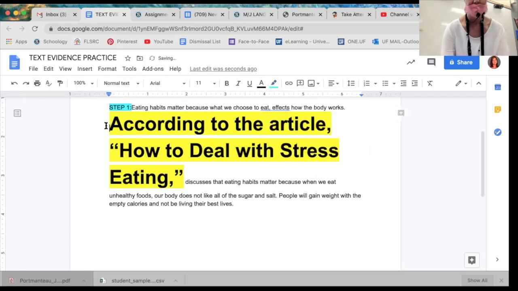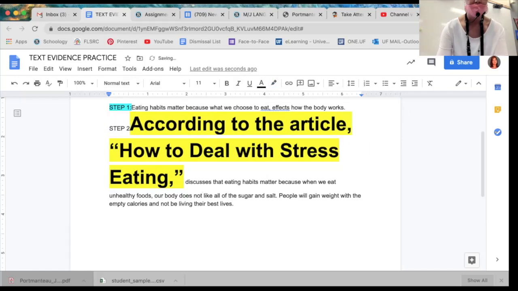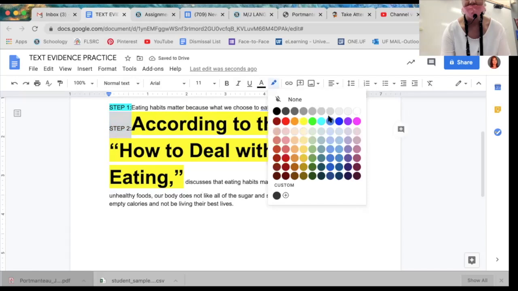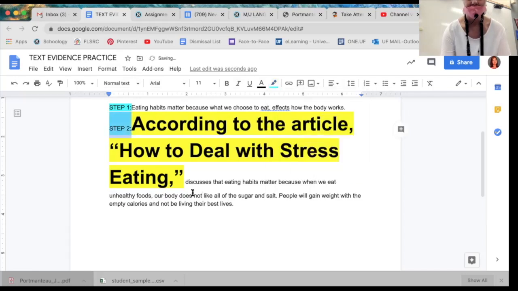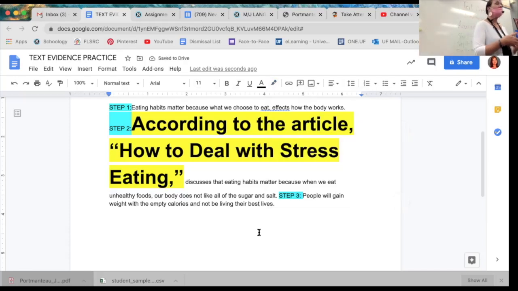Okay, step 2 here so that you can see it, according to my article. Let me highlight that. And then I tell you what the article says, and then step 3 happens right here, because then I give you a quick explanation of a little bit more information on what I may be talking about. This is how you answer a question. This is how you use text evidence. I pulled information from the text, and I also gave credit to the people where it came from. And it's super important that you all do this.